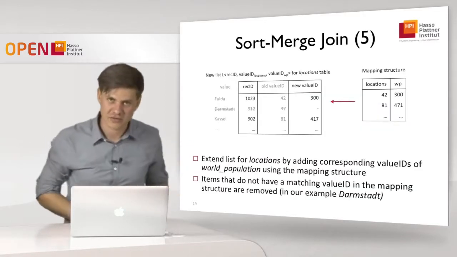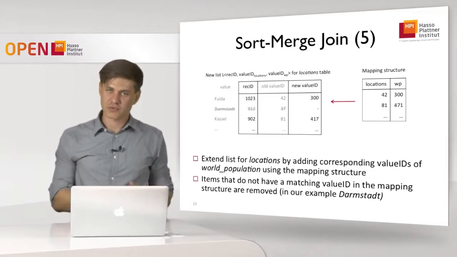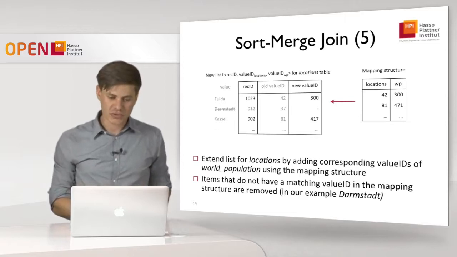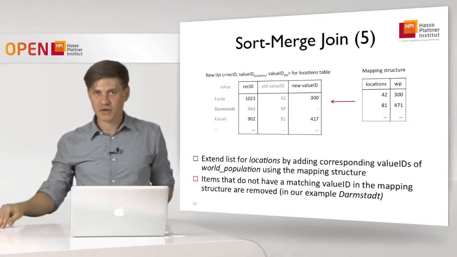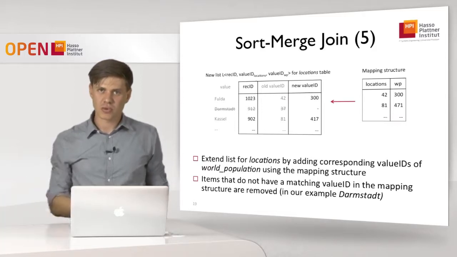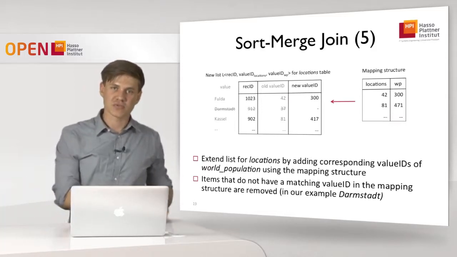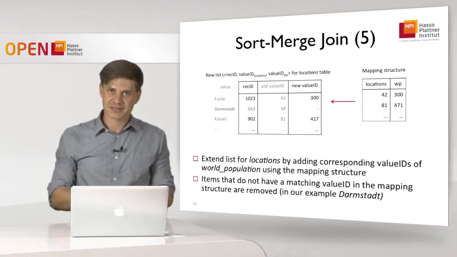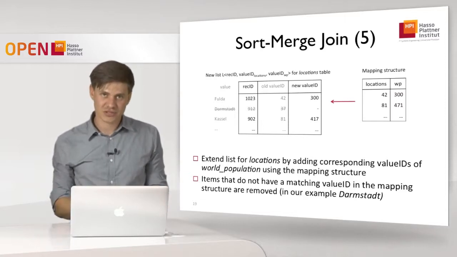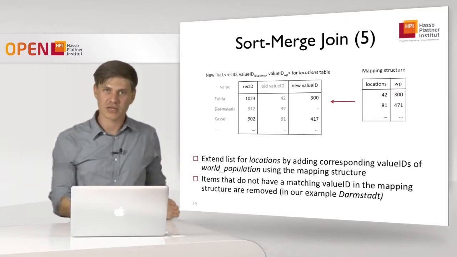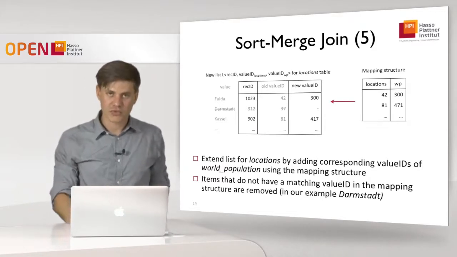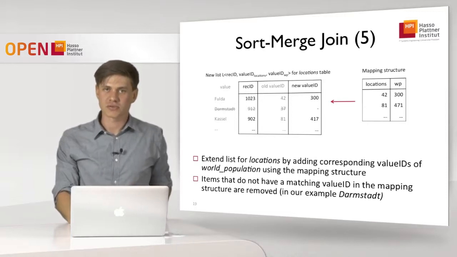Before we can start the second phase, we have to ensure that we use our mapping structure to have the same value IDs mapped to each other. We will do this by appending the new value ID from the right relation to our list of tuples which we have created using the left relation. So now we have a list which has the position of a tuple from the left relation, its old value ID, and the new value ID which we map to. Before we can start with the second phase, we're going to sort that list by the new value IDs.